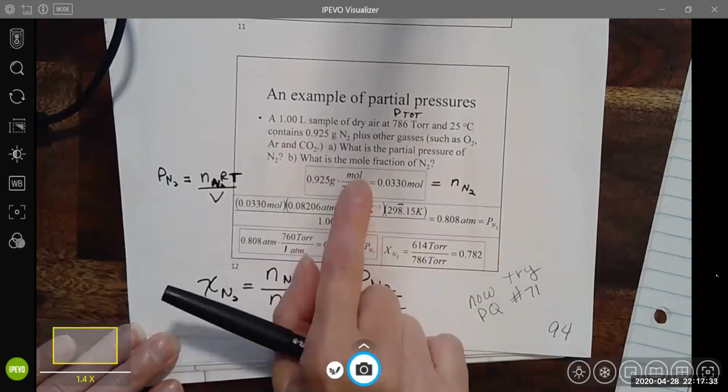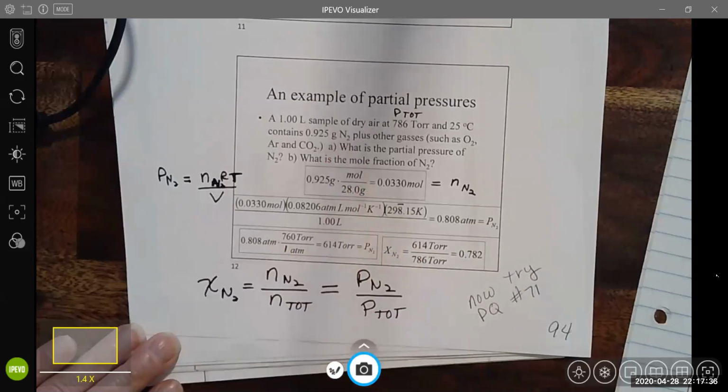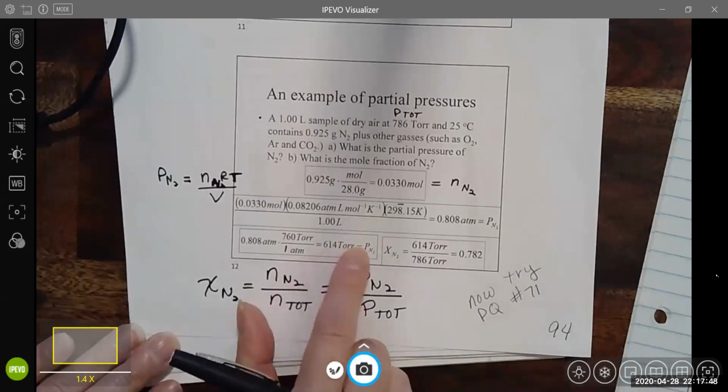So which one is the answer to A? Either one, because I didn't specify a unit. If you were doing this on a test or a quiz, if it was multiple choice, you'd have to make sure your units matched. Otherwise, if you were just writing it out, either of those would have been fine, because I didn't specify a unit. But now we got the pressure of nitrogen.